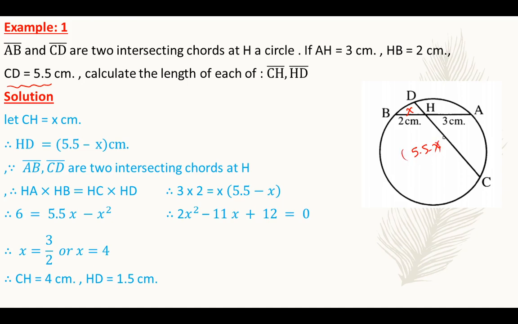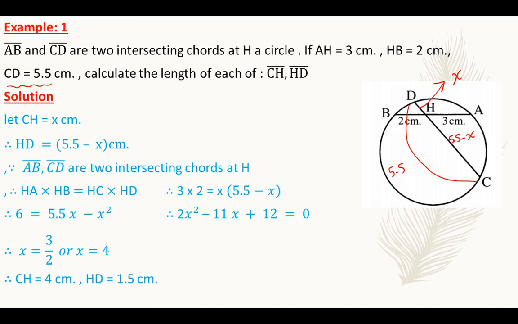Again, here we know that the length of CD is 5.5, but we don't know the length of HD and the length of HC. So here we can write that the length of HD will be x, so the length of HC will be 5.5 minus x.